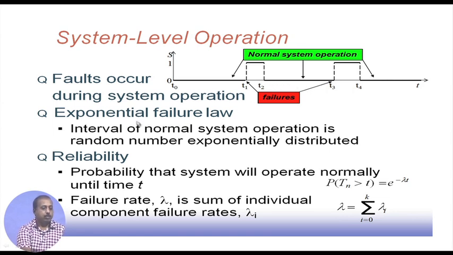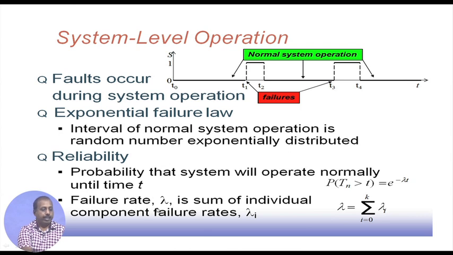So, there is an exponential failure law. It says the interval of normal system operation is a random number, exponentially distributed. If we want to find the probability that the system will operate normally till time t, that is, the time of failure is more than t, this is given by e to the power minus lambda t by this exponential failure law.